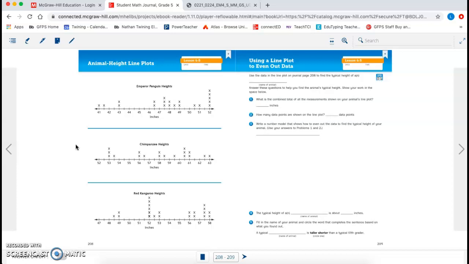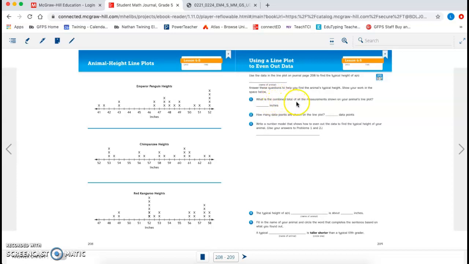So first, it says use the data in the line plot on journal page 208 to find the typical height of, and then it has name of animal. You need to pick either emperor penguin, chimpanzee, or red kangaroo. It doesn't matter which one you use, but whichever one of these 3 you pick to put on this is the set of data from the line plots that you're going to use. Okay, then it says answer these questions to help you find the animal's typical height. Show your work in the space below.